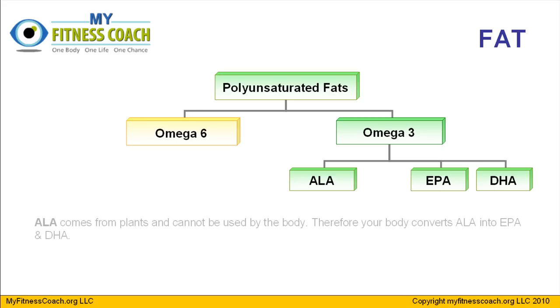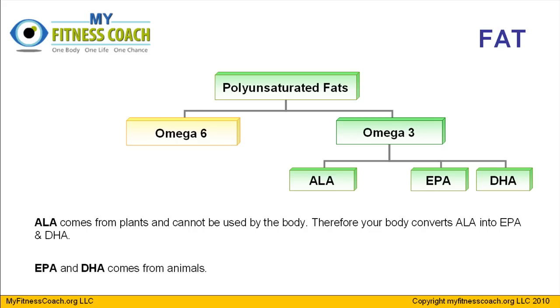ALA, to start with, is the form of omega-3 fatty acids that you get from plants. And what you need to know about it is that you cannot actually use ALA directly inside of your body. You actually convert it to EPA and DHA. So when you eat a plant source of omega-3 fatty acids, you're getting the benefit of omega-3s, but your body converts it to EPA and DHA to be utilized for those health benefits.